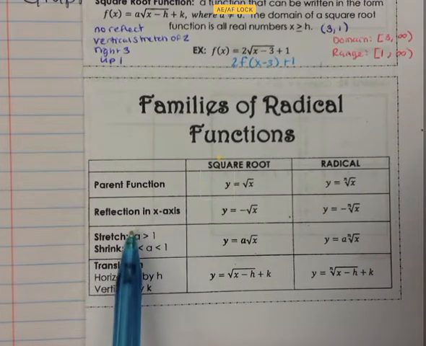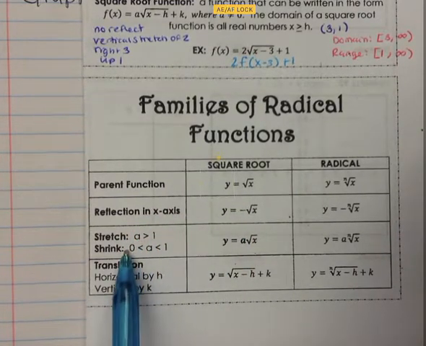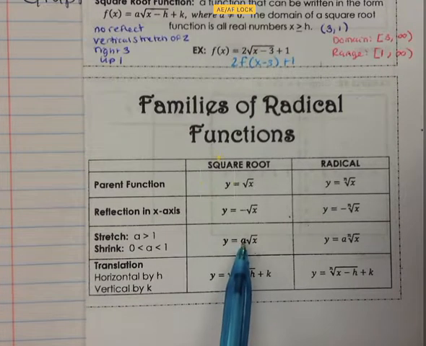We still have the reflect over the x-axis if your a is negative. We still have a vertical stretch and a vertical shrink if our a is bigger than 1 or a is smaller than 1.